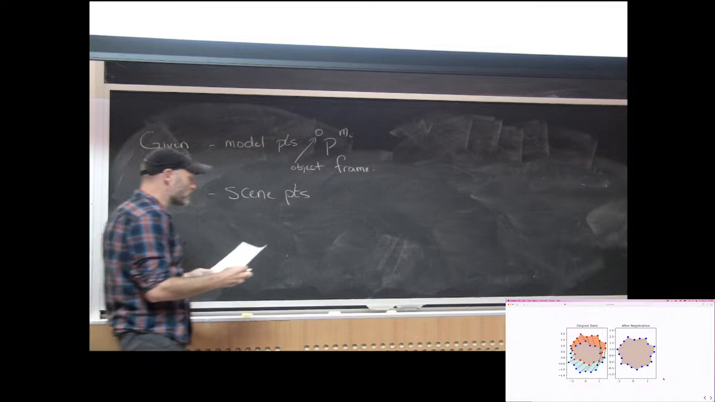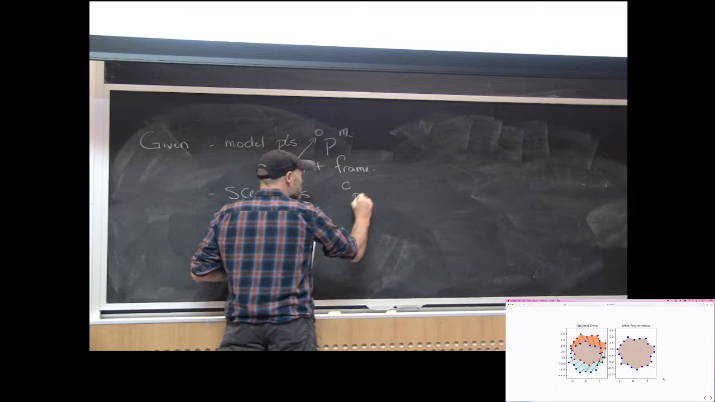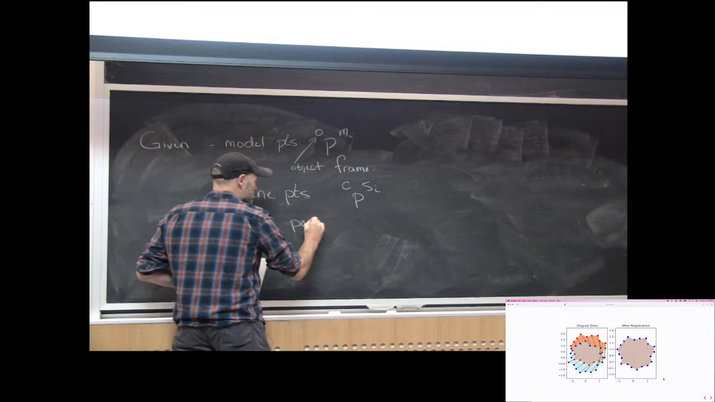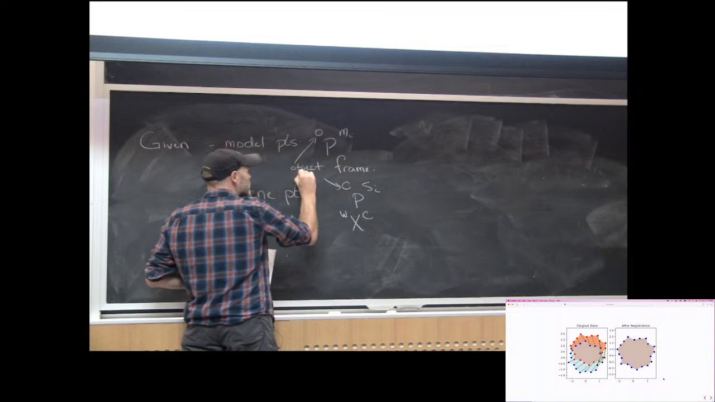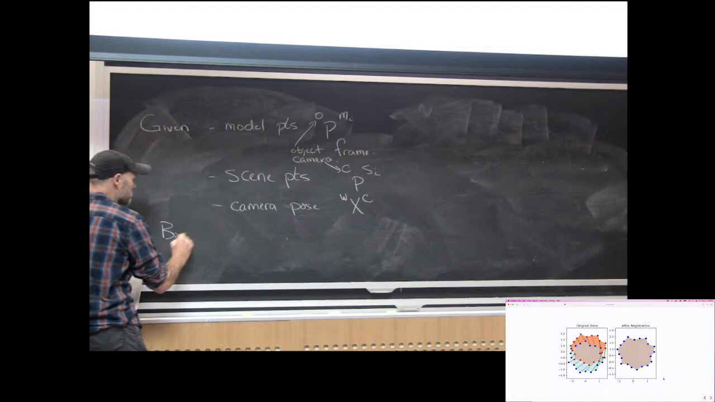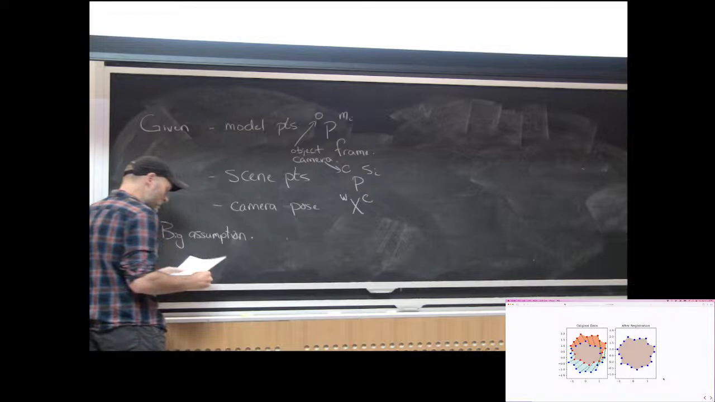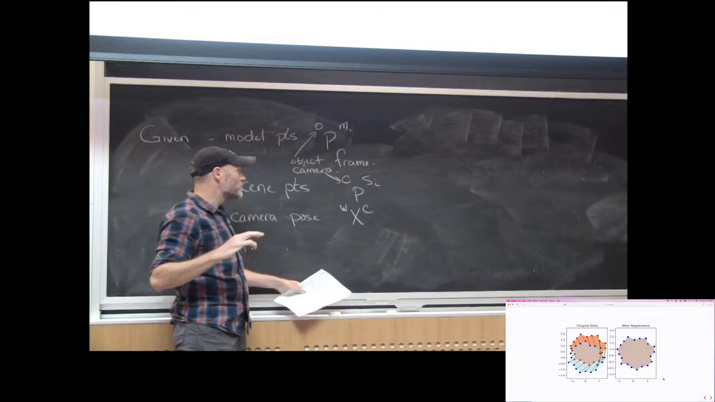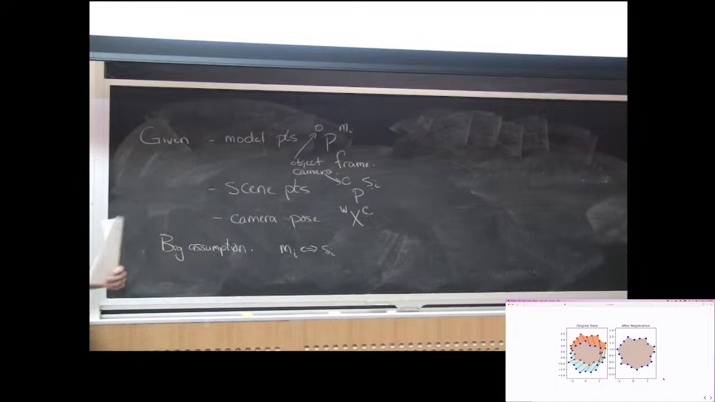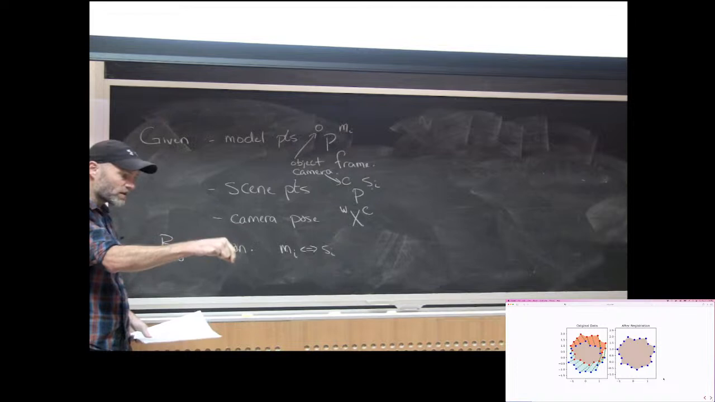And originally, we obtained some scene points in the camera coordinates, and then we assumed we had the camera pose. So this is the camera, right? And then the biggest assumption we made last time was that model point MI corresponded with scene point SI, right? So we somehow could look through our camera and know that there was a particular point in the point cloud, and that should be associated with a particular point in our model.